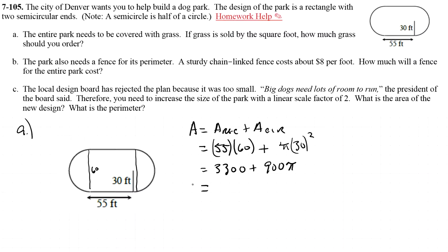So the area in this shape is equal to 6,127.4 feet squared. So I guess if we're ordering square footage, we would order 6,128 square feet of grass.